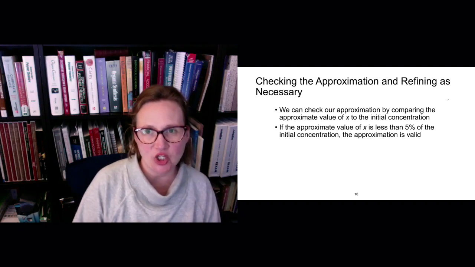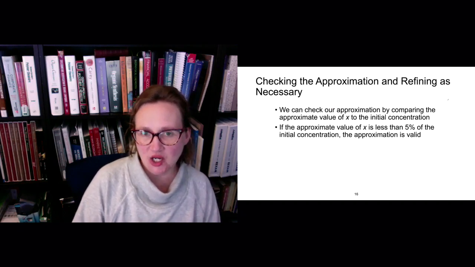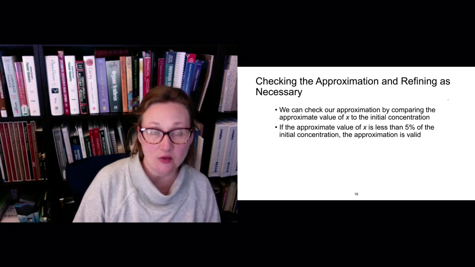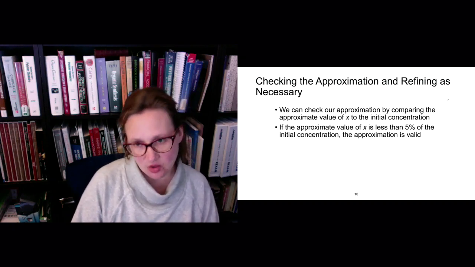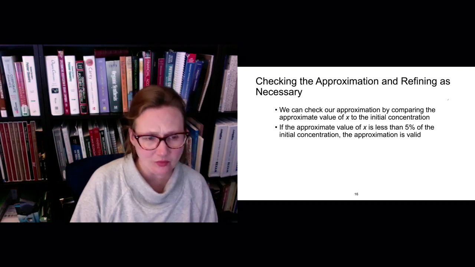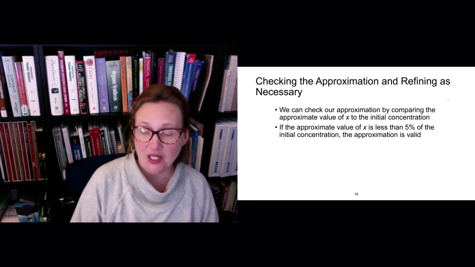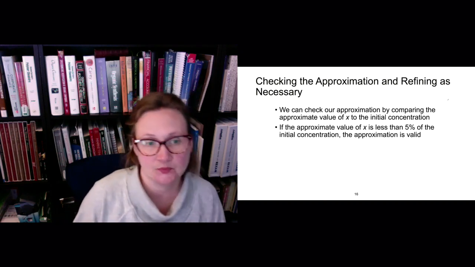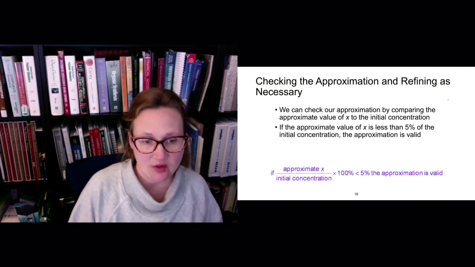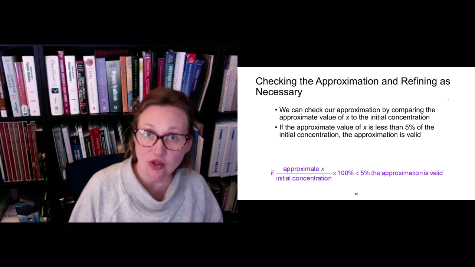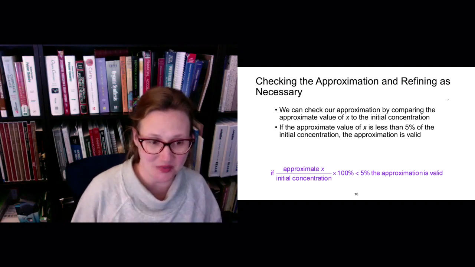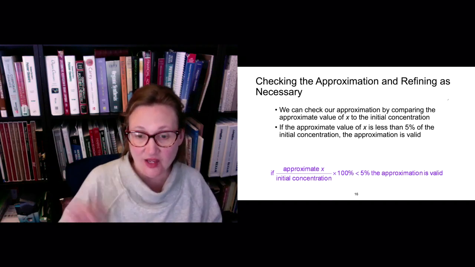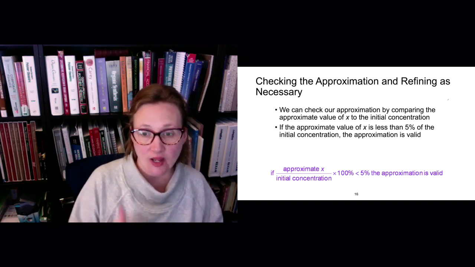Okay, so how can we check? We're going to check our approximation by comparing the value we calculate to the initial concentration. If that approximation is less than 5%, we say it's good. We take the approximate x that we calculated using our approximation, and I'll show you that in just a bit, divide it by our initial concentration, and multiply by 100. If that's less than 5, go ahead, you're good.